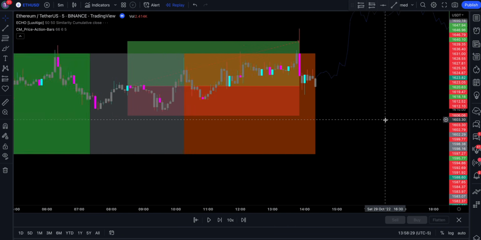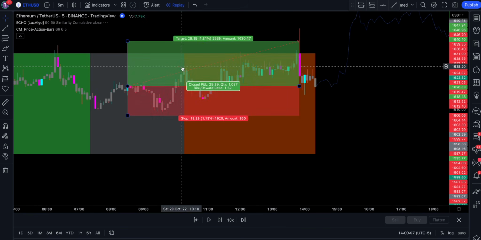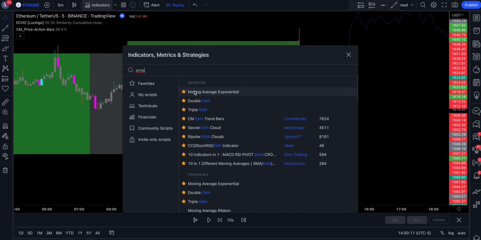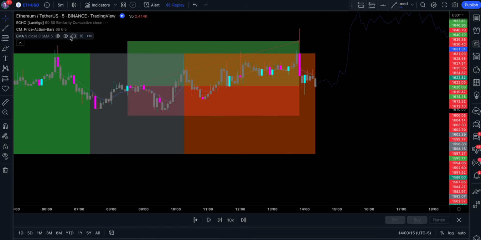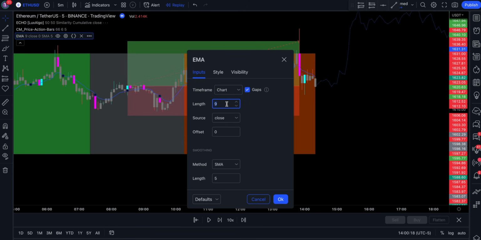Even though the strategy is great, I believe we can make it even better. So in order to do that, we need to add a very simple trend filter which is called the exponential moving average. Make sure you set its length at 200.